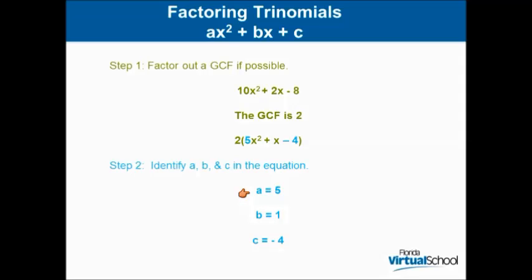We're going to use the terms that are inside of the parentheses. So our a will be 5. Our b will be 1. Our x does not have a coefficient, so we're going to use a 1 in that place. And our c term will be negative 4. We have to remember to include the sign in front of the number if it's a negative. So our c term will be a negative 4.